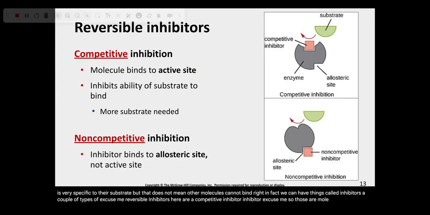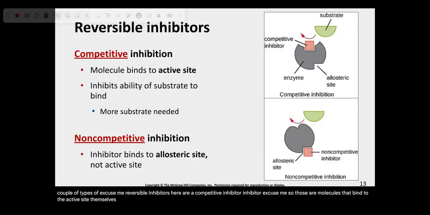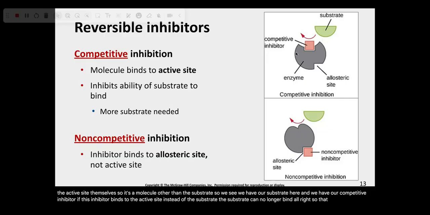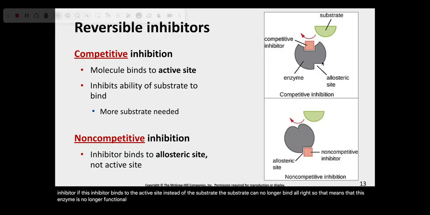Those are molecules that bind to the active site themselves, so it's a molecule other than the substrate. So we have our substrate here, and we have our competitive inhibitor. If this inhibitor binds to the active site, the substrate can no longer bind. That means that this enzyme is no longer functional for the reaction that it needs to perform, because the substrate can no longer bind. If a competitive inhibitor is in the area where this enzyme is, we need more substrate to try to combat that competitive inhibition.